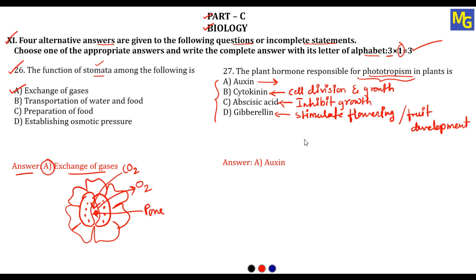Now here this question is for multiple choice. This same question can come for 1 mark for a theoretical. So you should remember the roles of all the hormones. So for this question the correct answer is option A. Therefore write down answer option A, that is auxin. So here this is the answer for question number 26 and 27. Now we'll move to the next question.